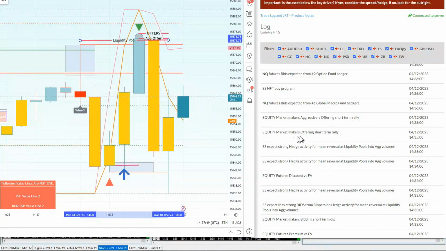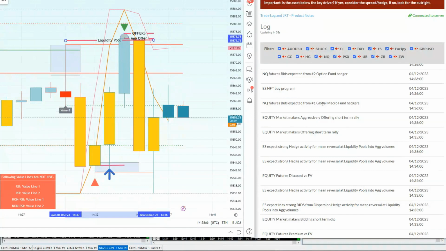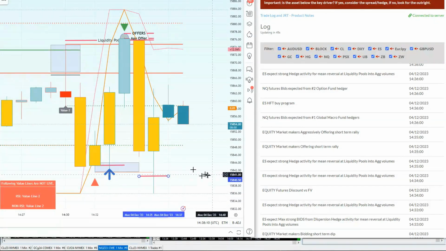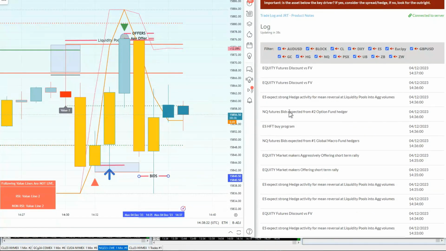So we had the massive sell into this offer, aggressive sell. And then at 36, we're now looking at the NASDAQ bidding, number one global macro fund hedgers. Where's that going to be? Day session lows. It's a commercial buyer. So at 36, which is this candle here, you're going to be saying that the NASDAQ fund hedgers are now going to come in at that price. So we're going to get bids coming in at that point. Okay, 14.36, that's on this candle here.